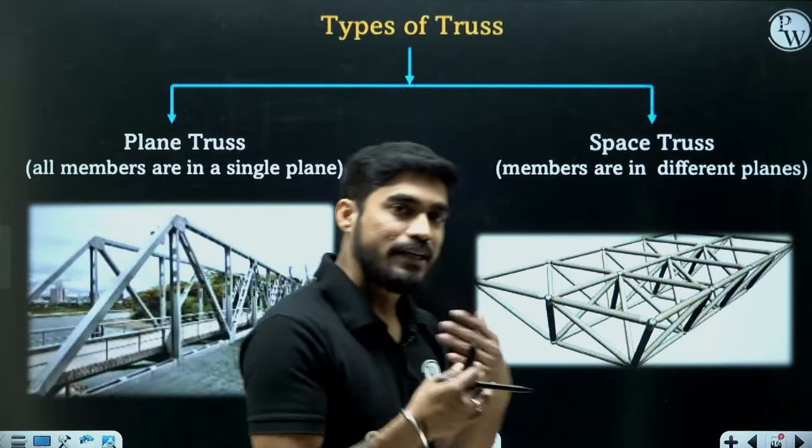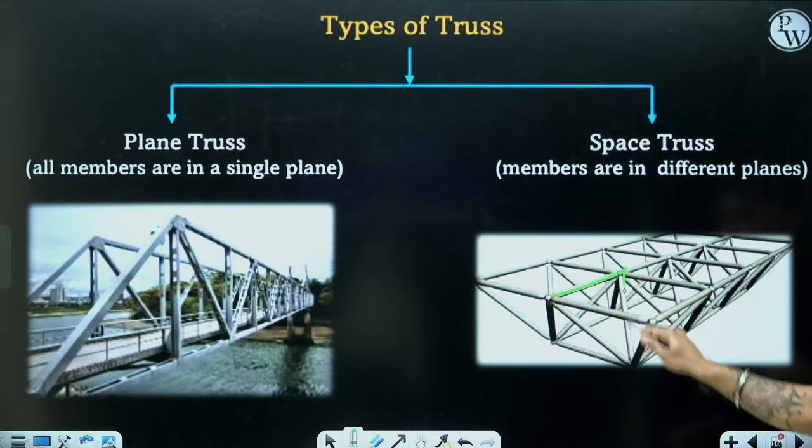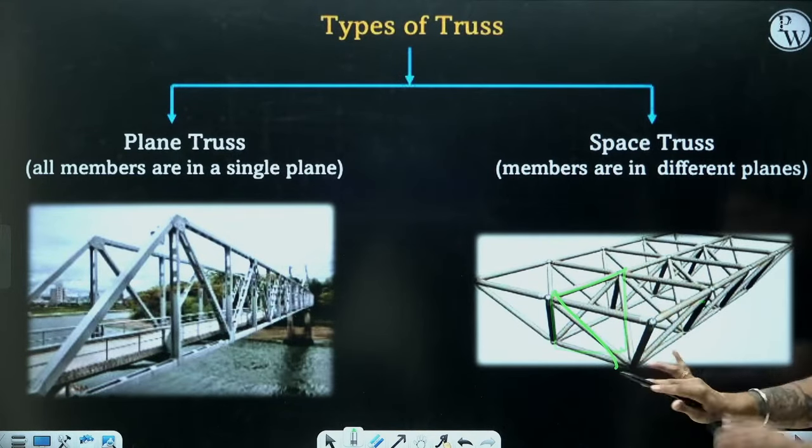But if the members are in different planes, then it is known as a space truss. Can you see? The members are not in a single plane here. They are in different planes.